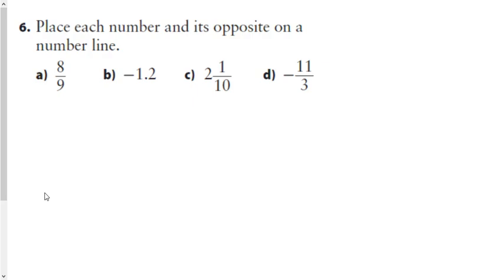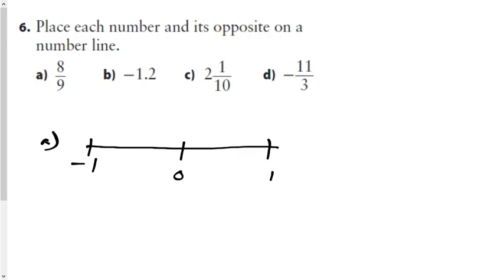Question 6 says, place each number and its opposite on a number line. So the first question, A, says 8/9. The easiest way is to start with a number line with 0 in the middle. If you think about 8/9, it is between 1 and 0. So I'm going to put 1 over here, and -1 over here. I now know the range for where 8/9 will fit and where its opposite will fit on a number line.